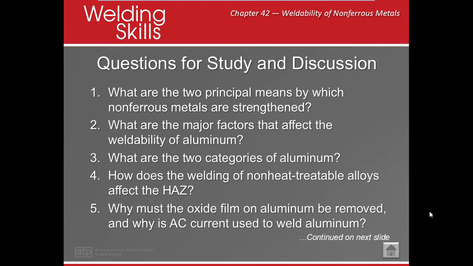Precipitation hardening or age hardening is a heat treatment applied to an alloy which causes specific dissolved elements in the alloy to precipitate or emerge within the material as a finely dispersed particle in order to make it stronger and harder. What are the major factors that affect the weldability of aluminum?